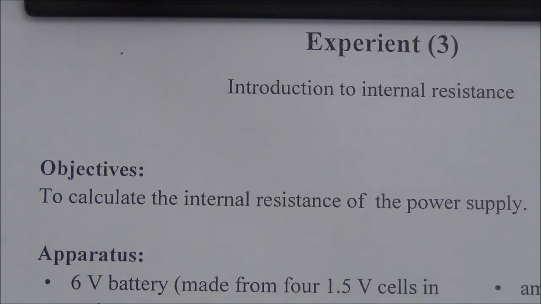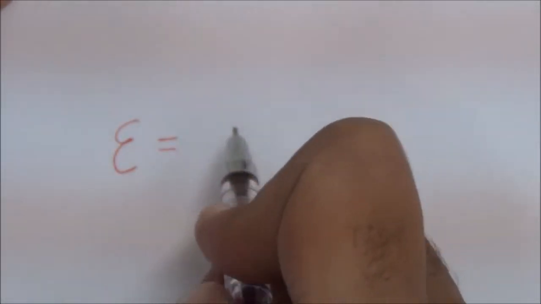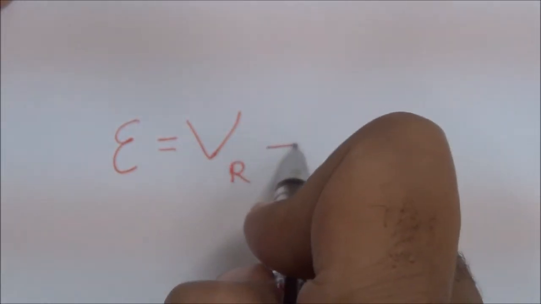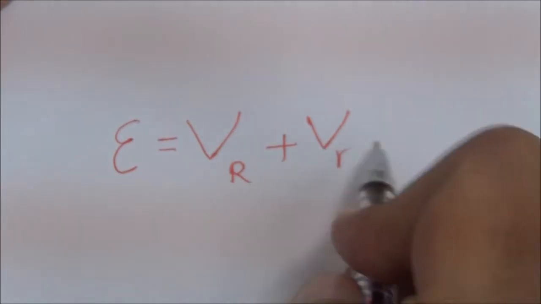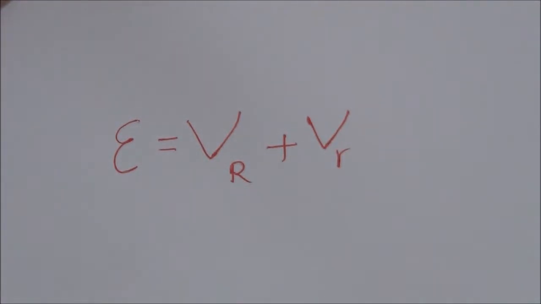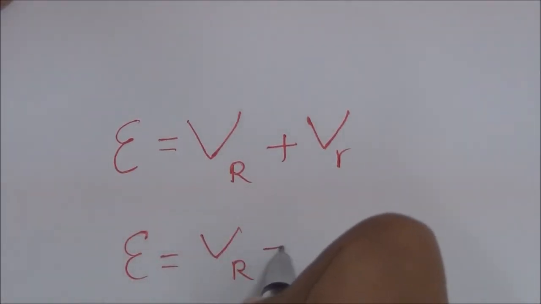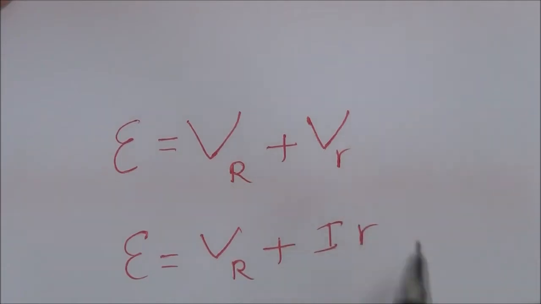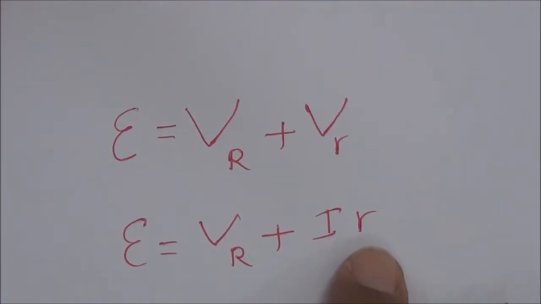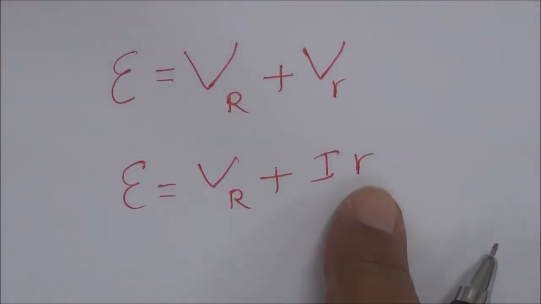Let us restart. We know that the electromotive force of the battery, denoted by E, is the terminal voltage plus the lost voltage because of the internal resistance of the battery. So we can write E equals V_R plus I r, where r is the internal resistance of the battery.